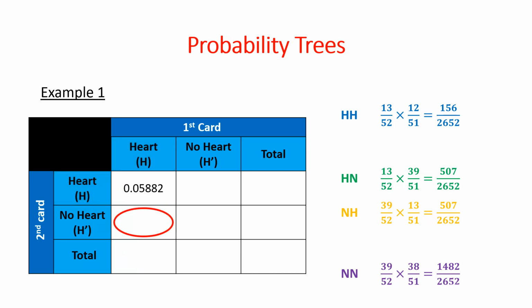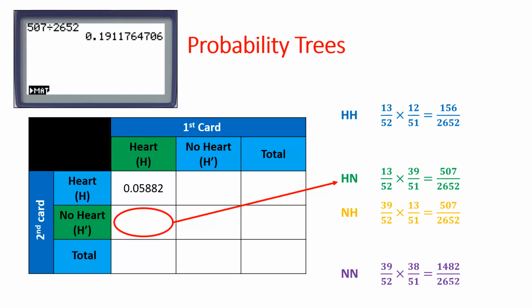Right, what about this box? This represents a heart first card and a no heart second card, which is this scenario. And once again, we're going to convert the fraction into a decimal and round it to 4 significant figures, 0.1912.